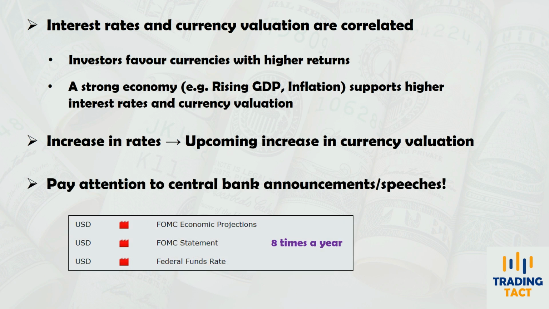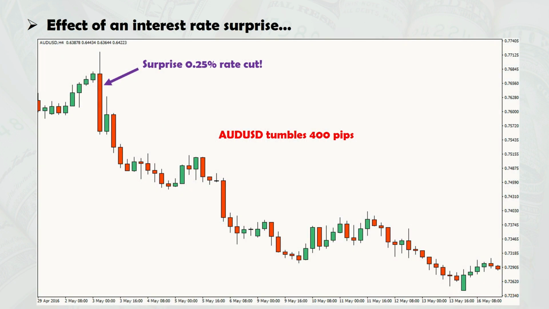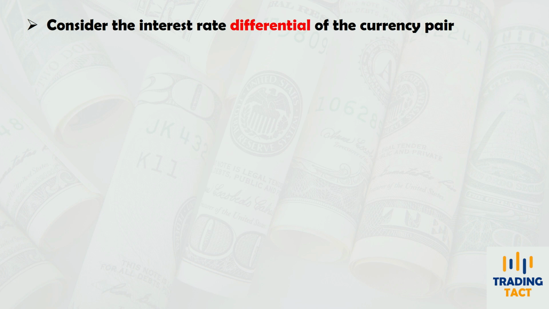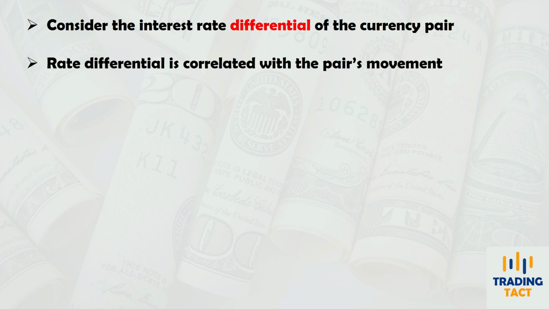Central bank speeches and interest rate decisions are among the most keenly anticipated events on the Forex calendar. If the central bank signals an intention to increase rates, the currency often rallies significantly, and vice versa. The chart here shows how the Aussie dollar tumbled when the central bank unexpectedly cut rates from 2% to 1.75% in May 2016. Since Forex traders deal with currency pairs, what matters is not the currency's interest rate per se, but the interest rate differential between the 2 currencies of interest. This interest rate differential is usually correlated with the currency pair's movement.